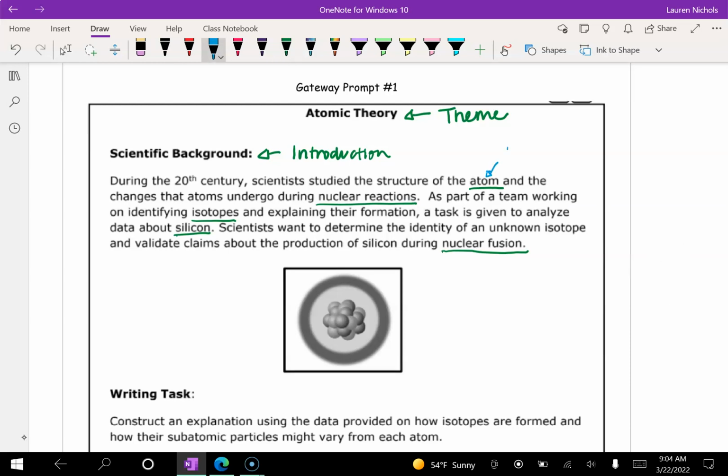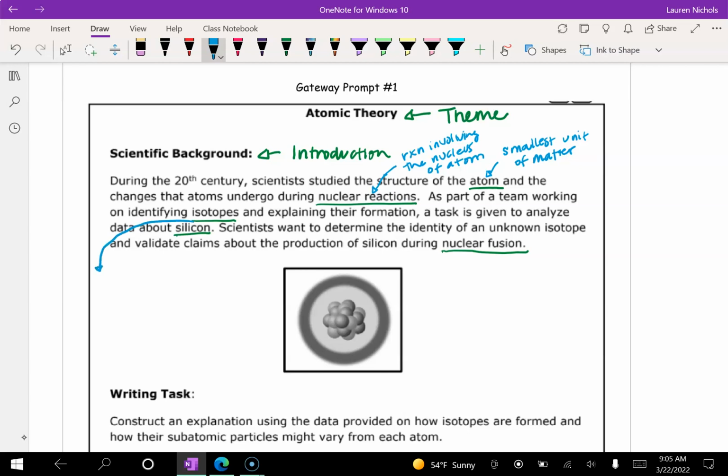So we know an atom is the smallest unit of matter, and they make up everything. So all of matter, everything we see and everything we don't see, is made up of atoms. And a nuclear reaction is a reaction involving the nucleus of the atom. That's why it's called the nuclear reaction. And an isotope. So this is going to be really important.